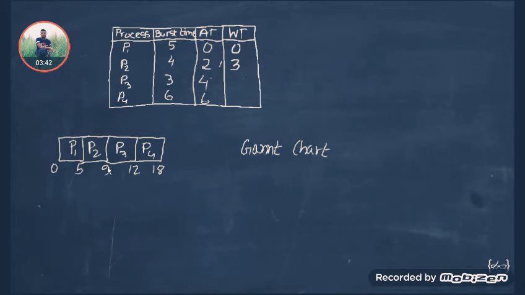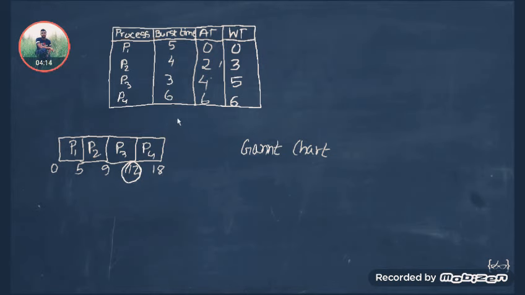For P3, the same way, 9 minus 4 is 5. It had to wait 5 seconds. And for P4, the waiting time is 12 minus 6, so 6. It had to wait 6 more seconds to get executed. Even though it arrived at the 6th second, it started executing at the 12th second. So that's why it had to wait 6 seconds longer to be executed in the CPU. So yeah, this is the waiting time.